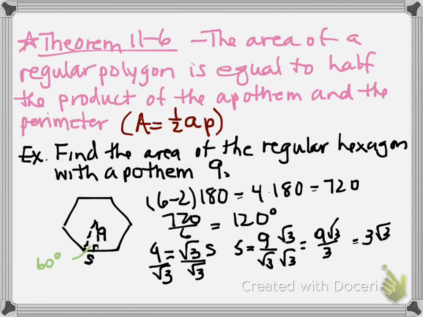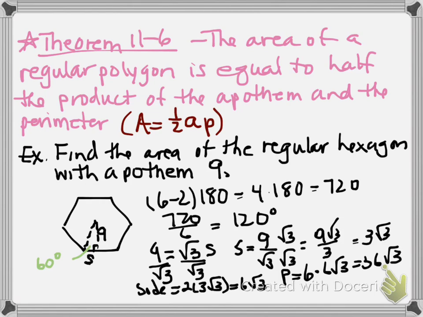Now that is not the length of a side. That's half of the length of the side. So the side of the shape is going to equal 2 times that, which is 6 radical 3. But the formula wants me to know the perimeter of the shape, and there's 6 sides that measure that, so I have 6 times 6 radical 3, giving me 36 radical 3.